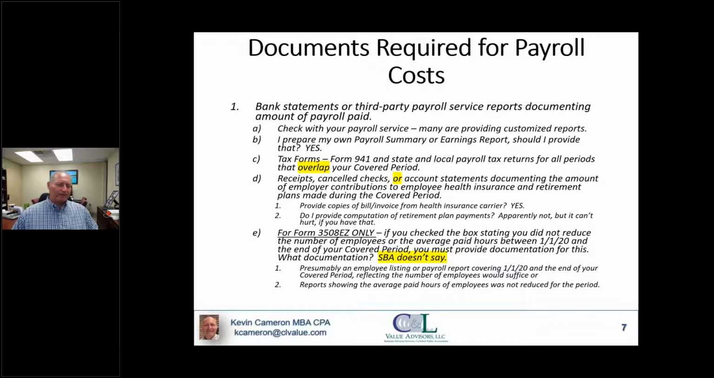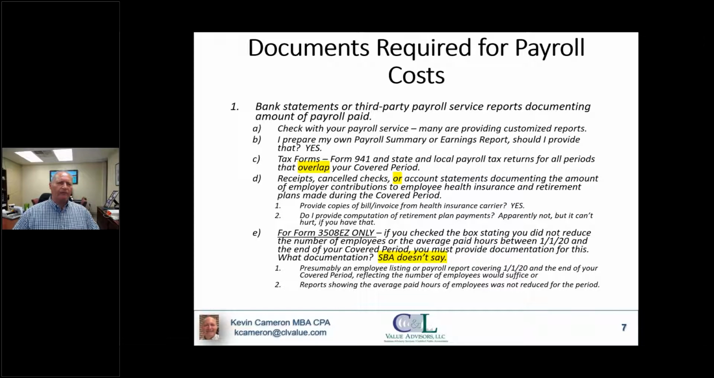For Form 3508EZ, that's the EZ form, if you check the box that you did not reduce the number of employees or average paid hours during the period January 1st to the end of your covered period, you have to provide documentation for this. Now, what's interesting is that the SBA doesn't tell us anywhere what that documentation is. So what I'm suggesting you do is that you provide an employee listing, maybe an earnings report for January 1st, 2020, and an earnings report for the end of your covered period, and supply both of those to show how many employees were on payroll for those 2 periods.